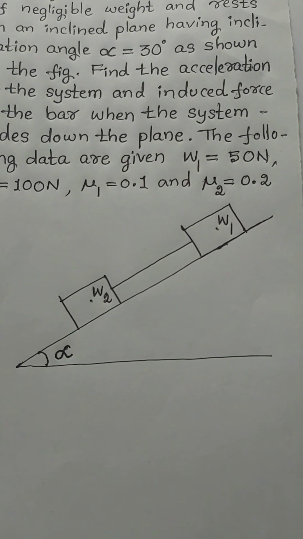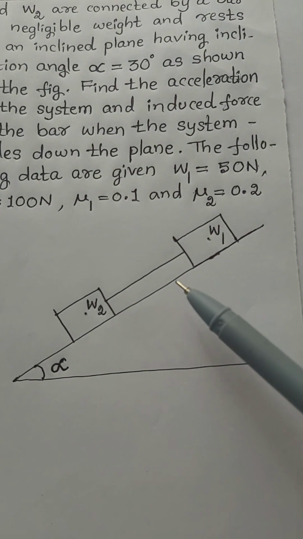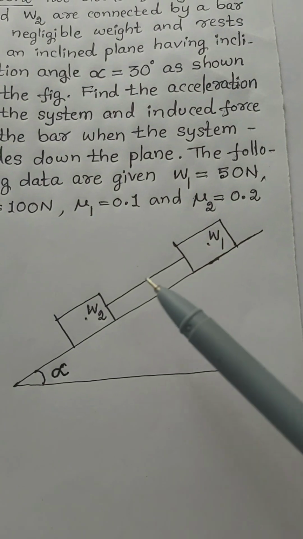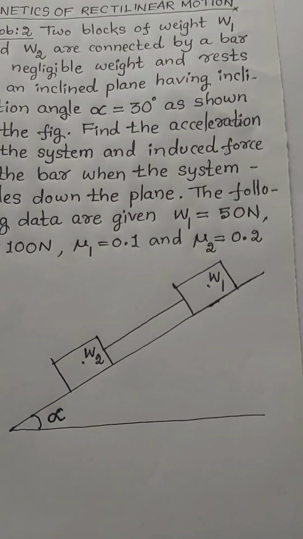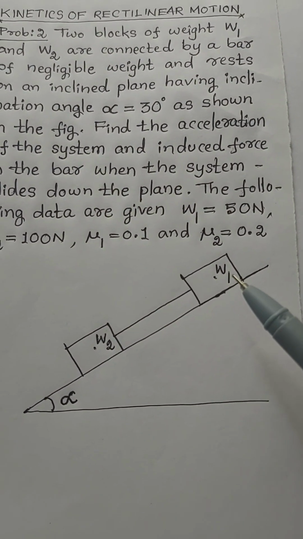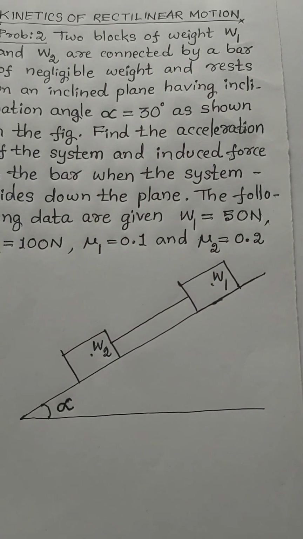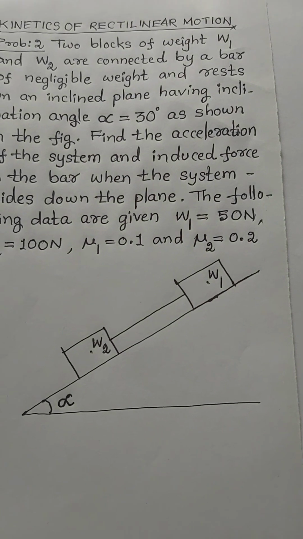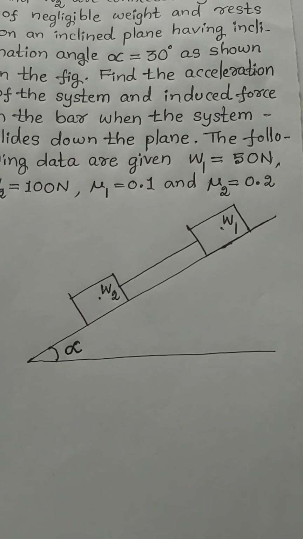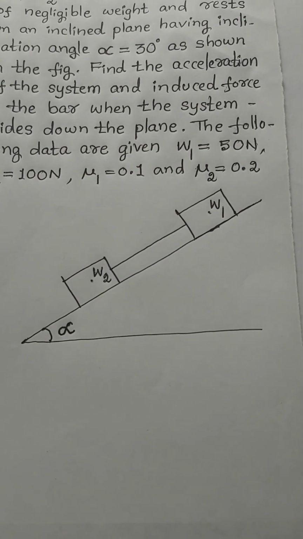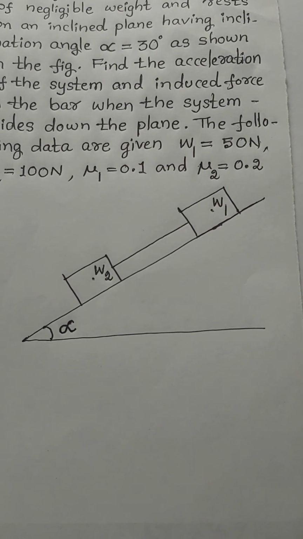For the given problem, this is the problem figure. On the inclined plane, two blocks are placed. Those blocks are connected by means of a bar of negligible weight. When they are sliding down the inclined plane in this direction, we can find the acceleration of the moving blocks W1 and W2. Considering the problem condition, we are going to draw the free body diagram of W1 and W2.